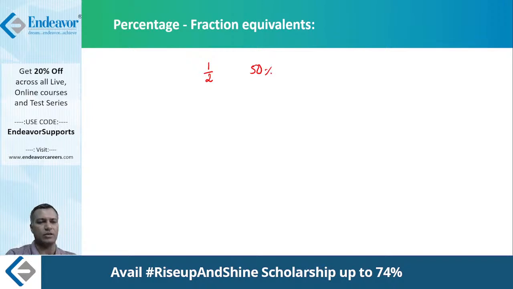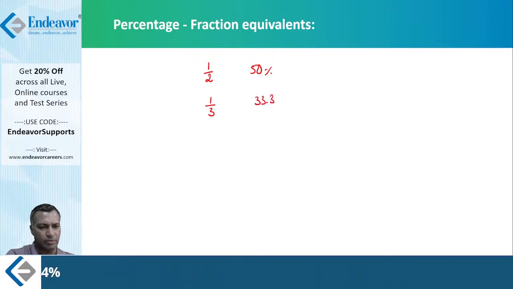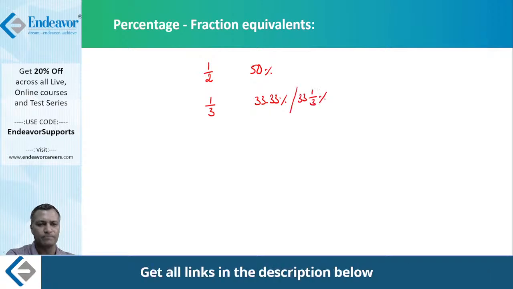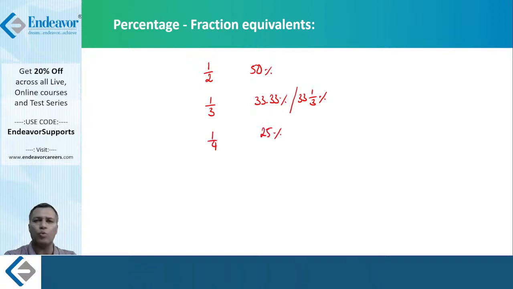So what is 1 by 3? When we write 1 by 3, we can write it as 33.33%, or you can also call it 33 1 by 3%. Choice is yours, whichever way you remember. That shouldn't really matter. But this is what 1 by 3 is. Similarly, 1 by 4 we call 25%.